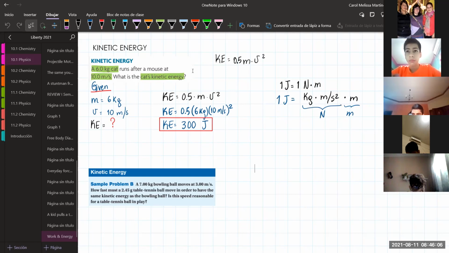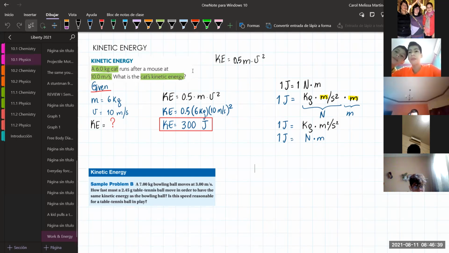If you want to summarize it even in a better way, you can multiply meters with meters and you can obtain square meters. So 1 joule is equal to kilograms times meters squared divided by seconds squared, or what we defined before, that is newton times meter. Those are two ways to express joules, okay?